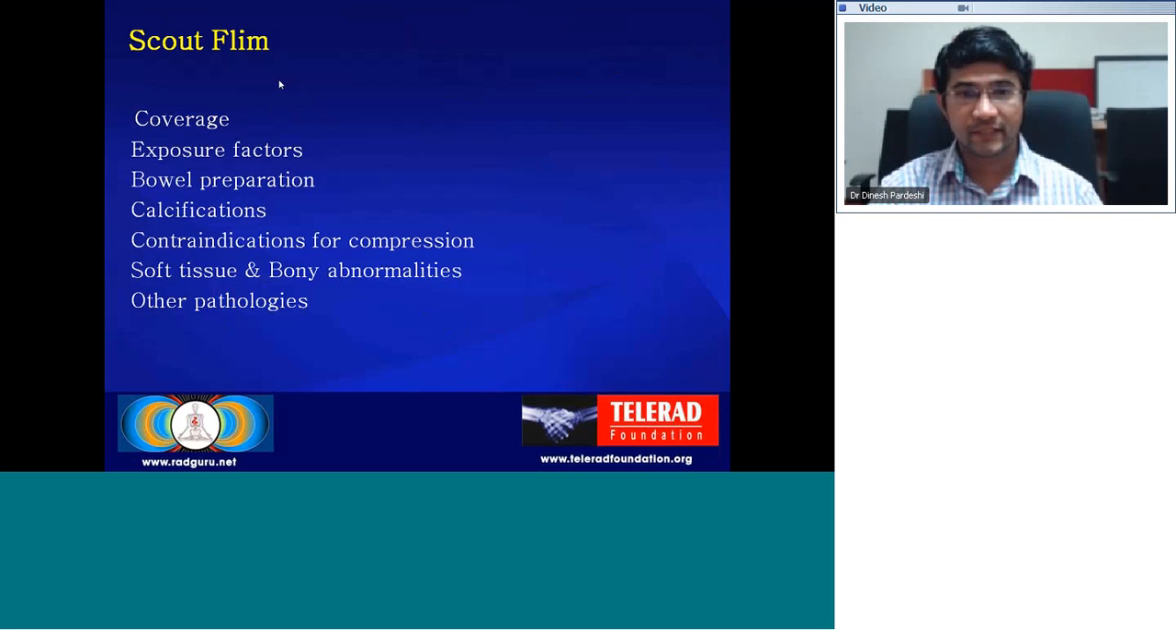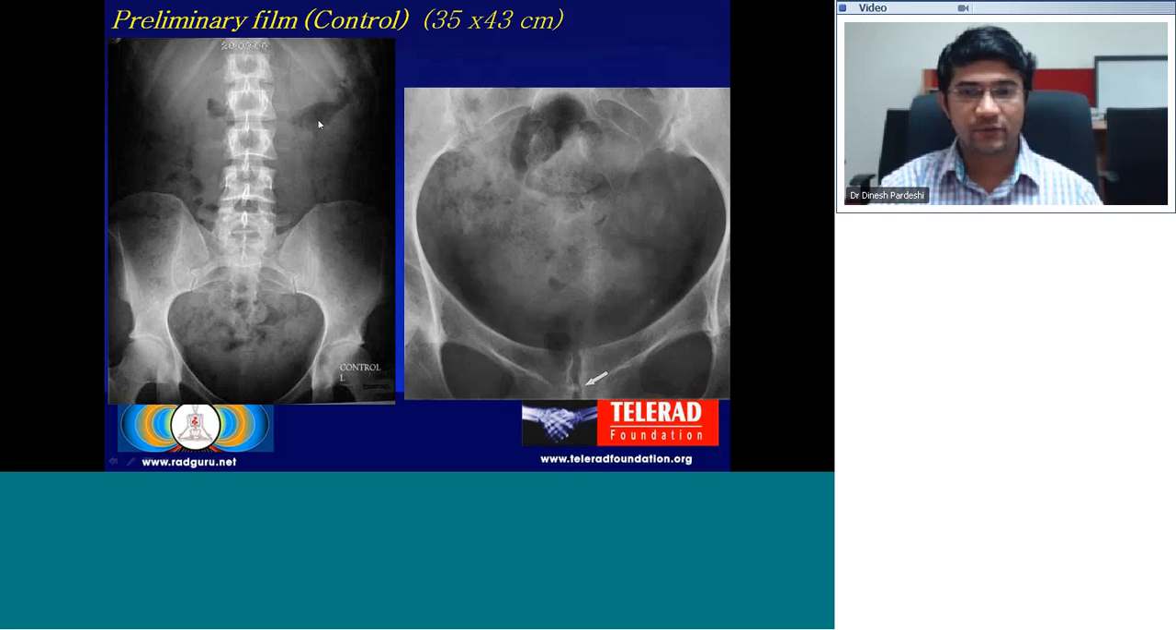Second thing is the calcification. Obviously, the radiodense calculi will be seen, and their size and number should be located. The other calcific densities which are seen are phleboliths and sometimes tubal ligation bands. So those will be observed in the plain film. And a few other diseases which mimic urinary tract pathologies can be picked up on plain film.